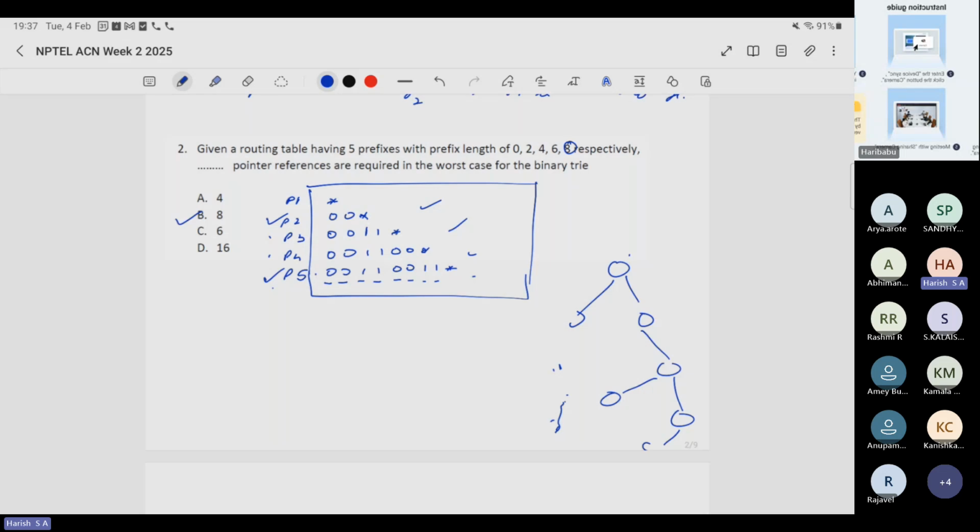Since the longest prefix length is 8, the binary trie would have 9 levels, including the root. However, the first prefix with a length of 0 can be stored directly at the root. So it does not require a pointer reference, and therefore the number of pointer references required in the worst case for the binary trie would be 8. This is kind of self-explanatory.